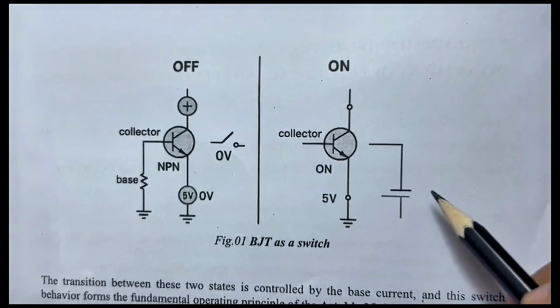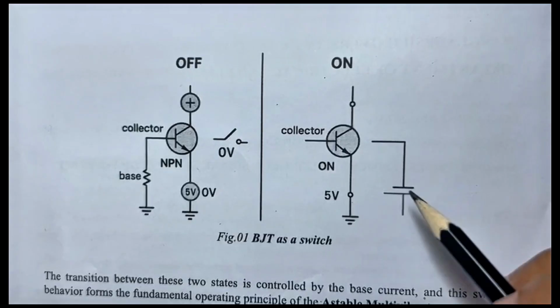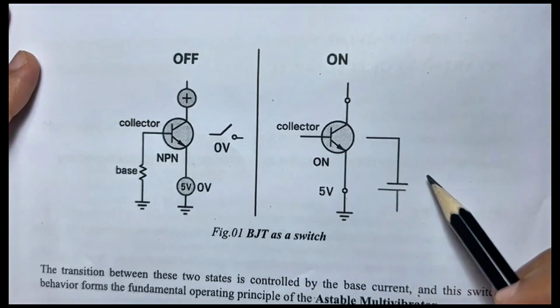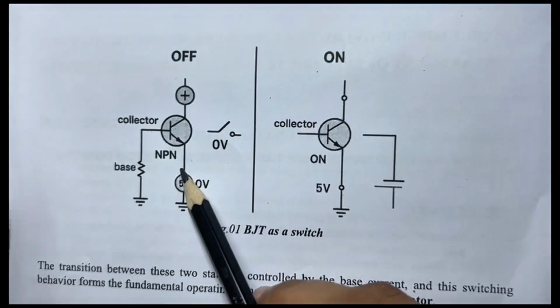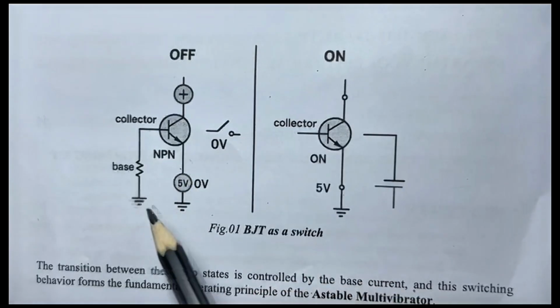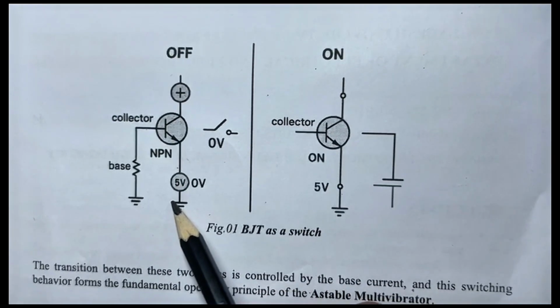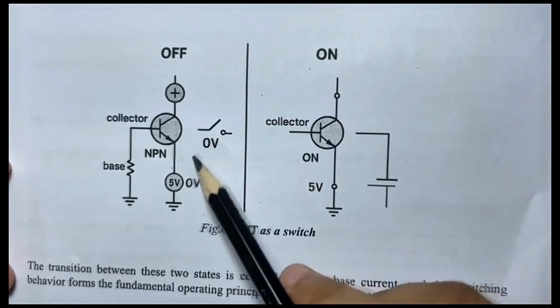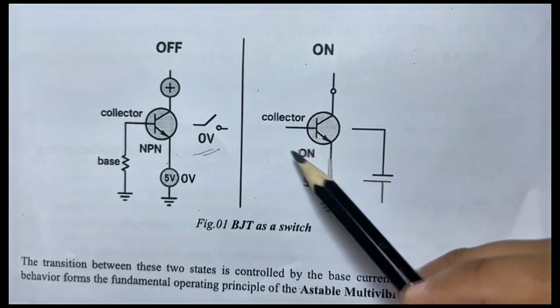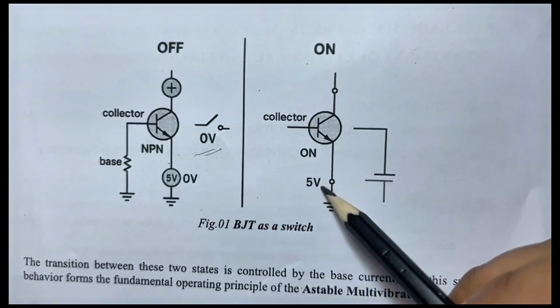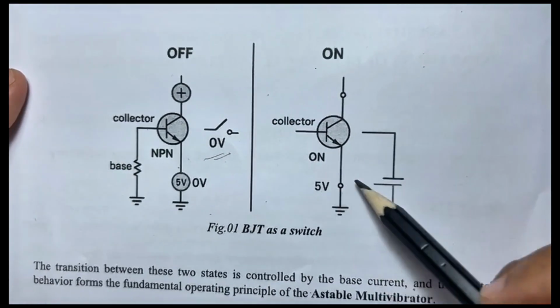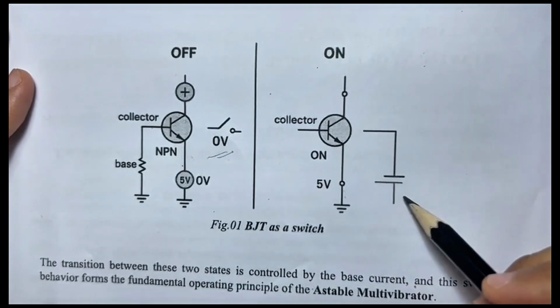To understand the full theory, we have to know how a BJT transistor acts as a switch. When the base emitter potential is less than 0.7 volt, it will operate in the cutoff region and acts as an open circuit. And when the base emitter voltage is greater than 0.7 volt, it will operate in the saturation region and acts as a short circuit.